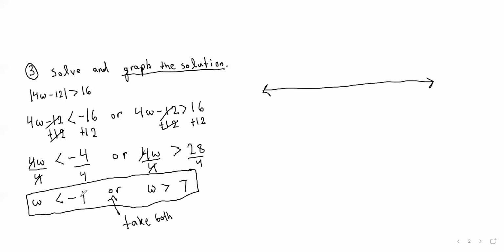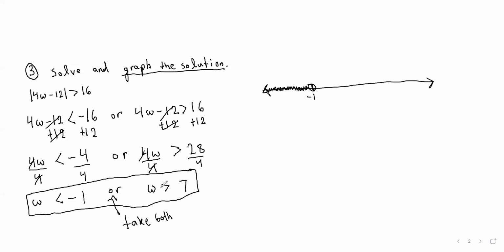So we first look at W less than minus 1. So for example, minus 1, let's say, is right here. So since it's a strict less than and no equals, we use a circle, not a dot. Because it's W less than minus 1, we must shade to the left. So we're going to shade to the left here. So this here, with the circle at the minus 1 and the shade to the left, represents the solution W less than minus 1.